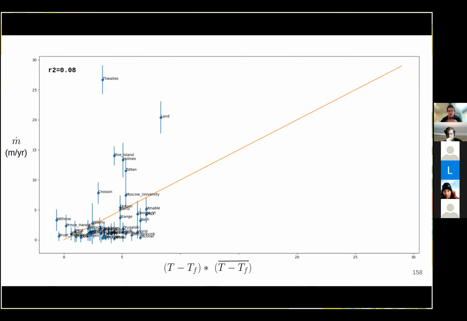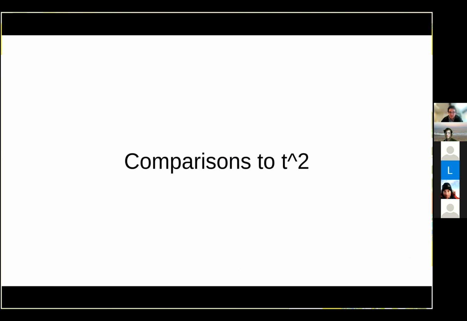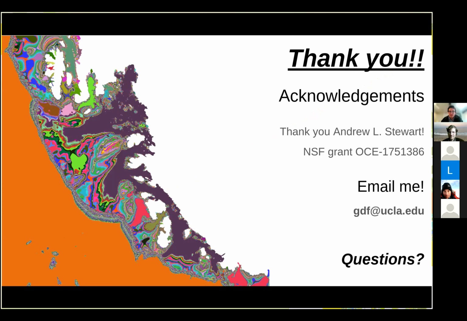So this is just T-squared at the grounding line. This uses the observed melt rate on the y-axis, and on the x-axis it's just T-squared. And you get not a very good relationship. But to be fair, this is not the best comparison to a traditional T-squared parameterization, because we're doing it at the grounding line and not at the ice shelf face. Sorry, that was a scatterbrained answer.